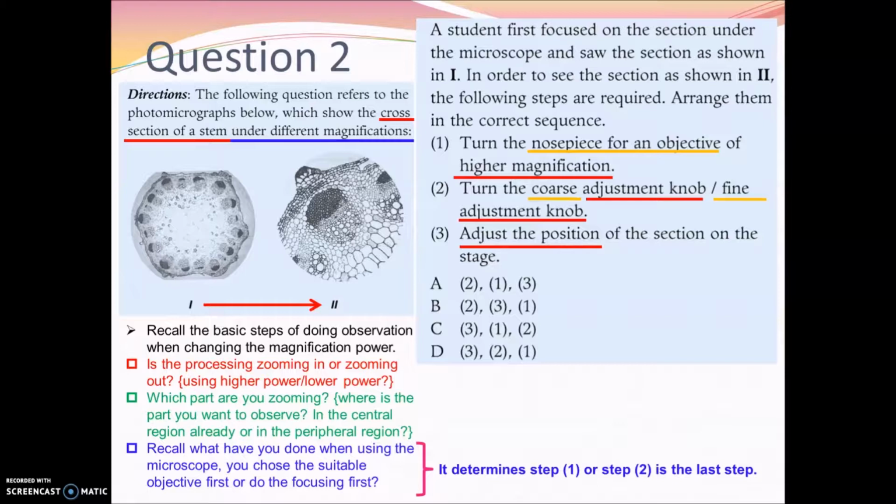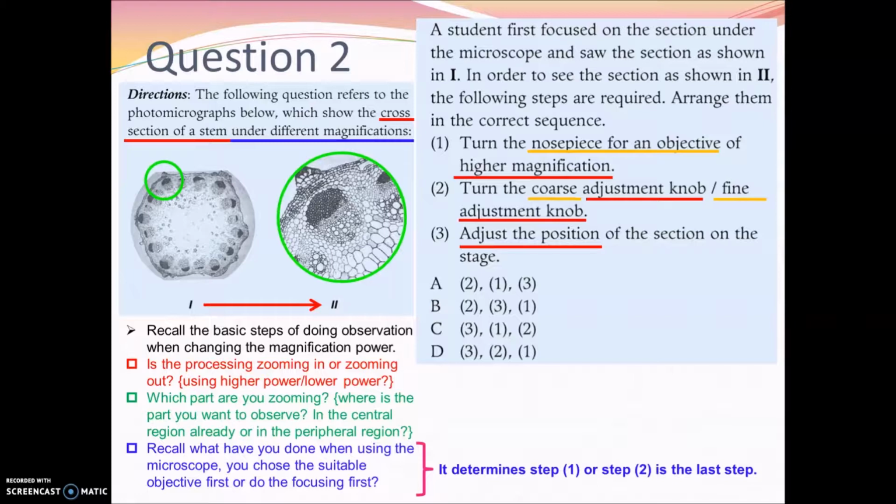And for the second question, which part are you zooming in on? Where is the part you want to observe? For this part, I want you to take a look at the green circles. I circled it for you.